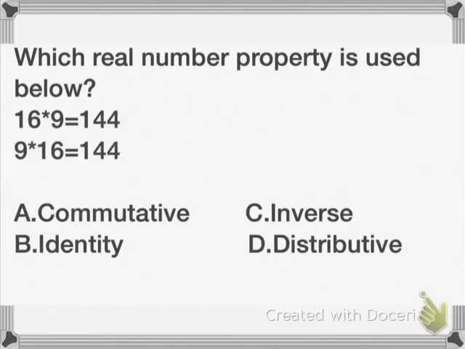Which real number property is used below? 16 times 9 equals 144. 9 times 16 equals 144. A. Commutative. B. Identity. C. Inverse. D. Distributive. Just like example 1, both products in this multiplication problem are the same. So are the factors that are being multiplied. It's just that the order in which they are being multiplied is switched around. The property being used here is the commutative property of multiplication.